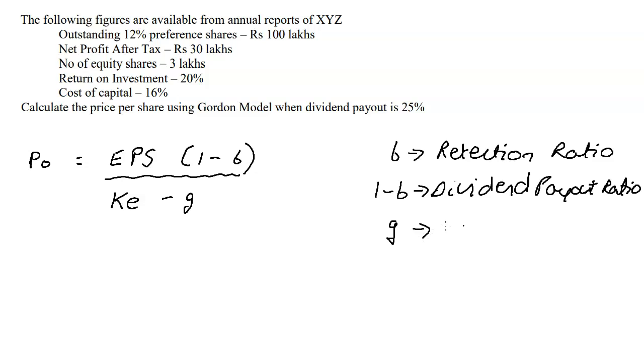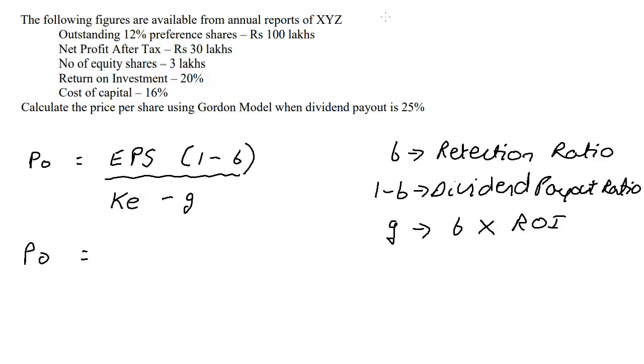G in turn has a formula where we multiply B, which is the retention ratio, into the return on investment. So we have P0 is equal to earnings per share, and earnings per share we need to calculate.